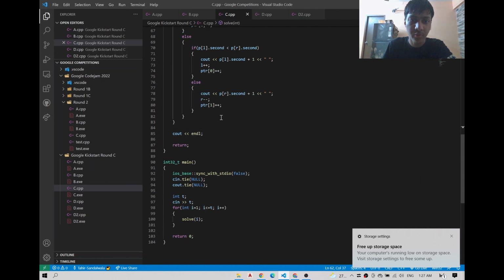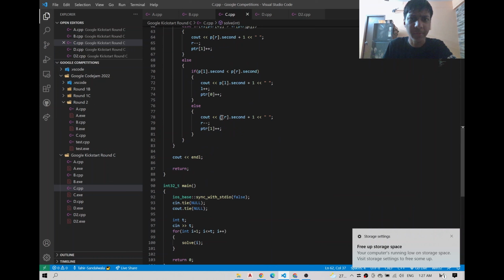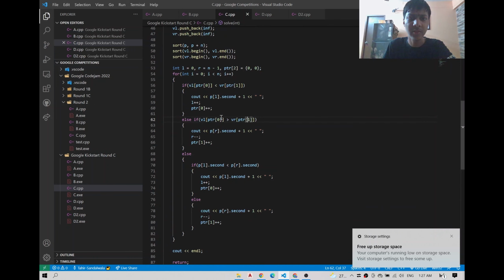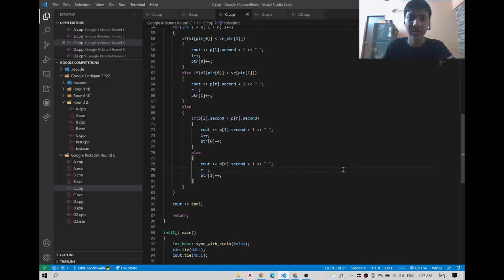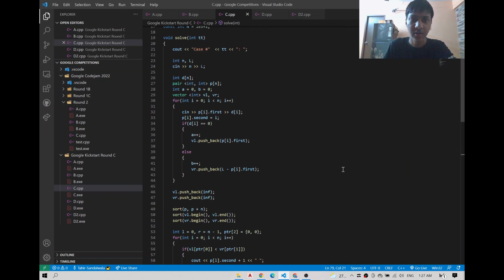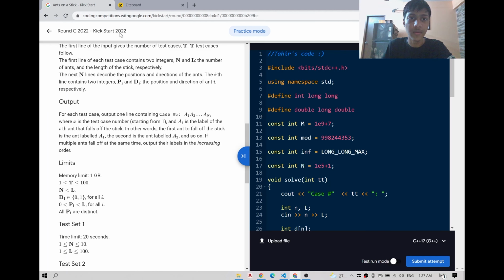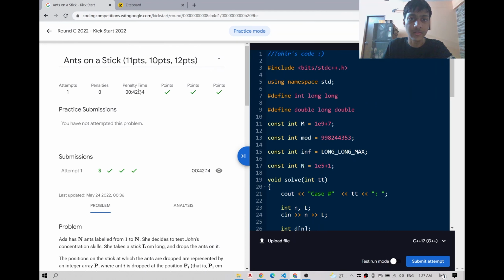So yeah, that about does it. This will print the order of indices of the ants in the order they fall off, and if any two ants ever fall at the same time, it will print their indices in ascending order. So that's basically the solution to the C part of the Kickstart round.